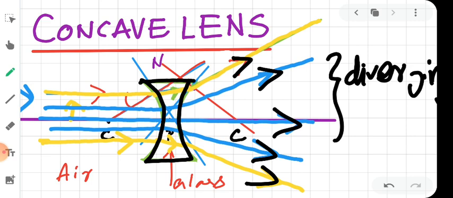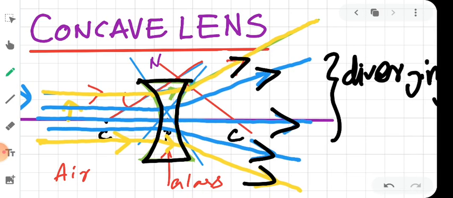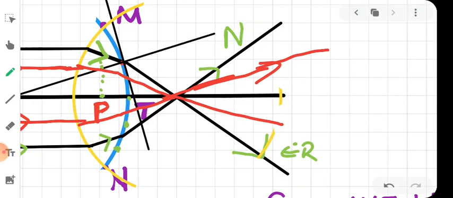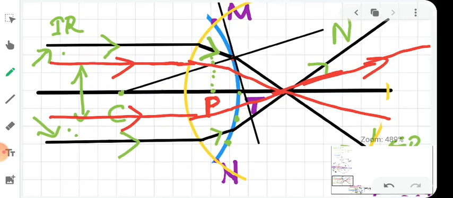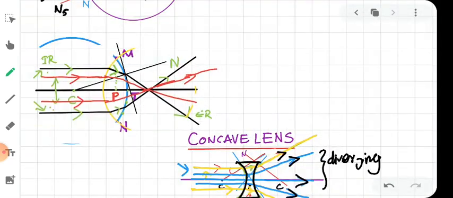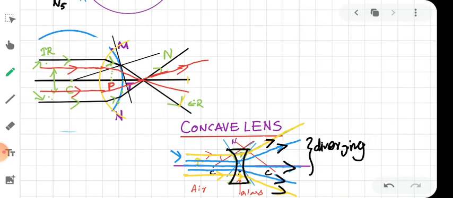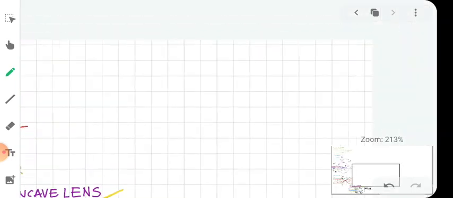So light rays passing through a concave lens all diverge, they do not meet on the other side. Whereas in the case of a convex lens, the light rays moving through the convex lens meet on the other side and they are convergent. So you have the convergent convex lens and the divergent concave lens, and that's how they basically behave.